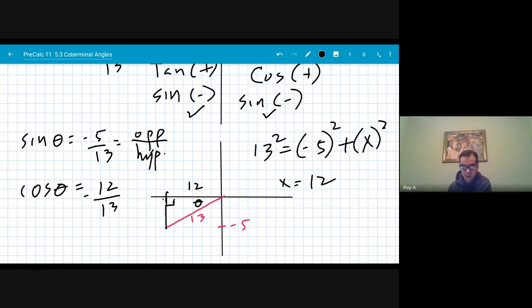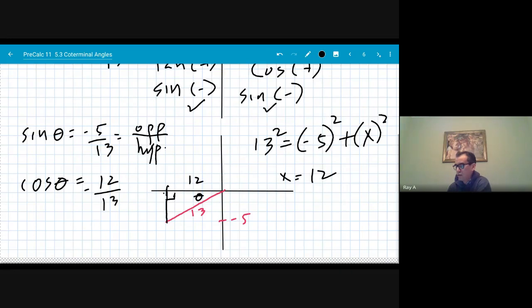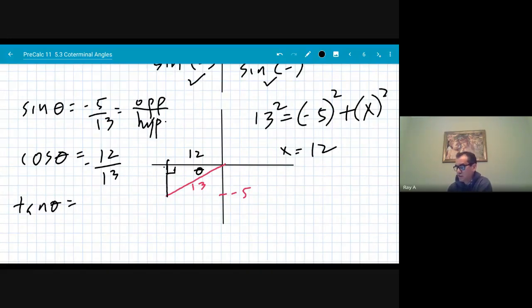What about tangent? Well, tangent is just opposite over adjacent, which is negative 5 over negative 12, which is positive 5 over 12. Now we understand that what we have gotten are the trig ratios for theta when theta is terminating in quadrant 3. What about when theta is in quadrant 4?